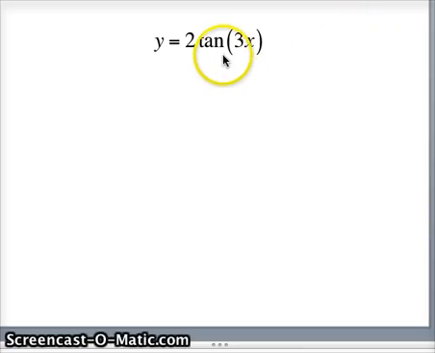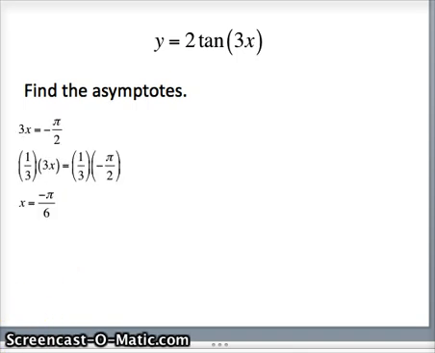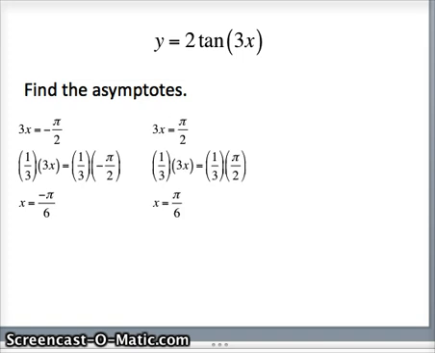All right, let's take a look at y equals 2 times the tangent of 3x. So let's go ahead and figure out where our asymptotes are there. So we know the asymptotes for a tangent function, typically negative pi over 2 to pi over 2. So I need 3x to equal negative pi over 2, 3x to equal pi over 2. You can see the computation. So our first asymptote is x equals negative pi over 6. And if 3x is pi over 2, we get x is pi over 6. So the midpoint halfway between those two is going to be 0.